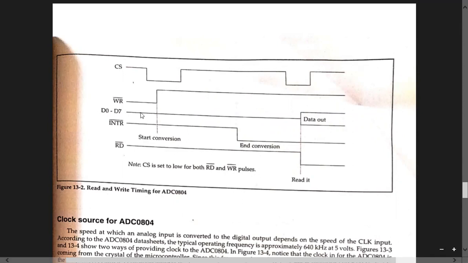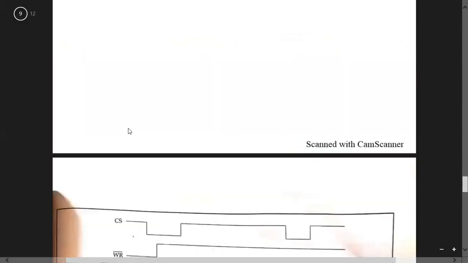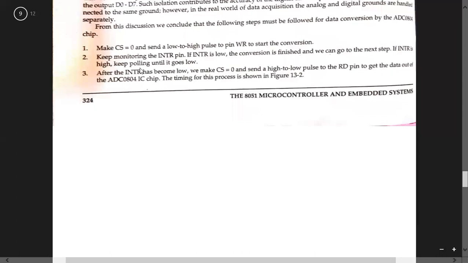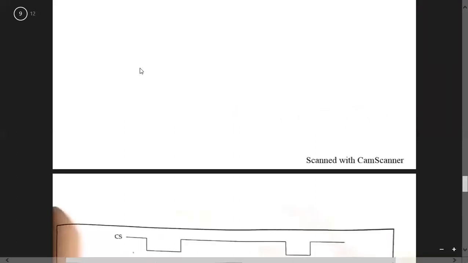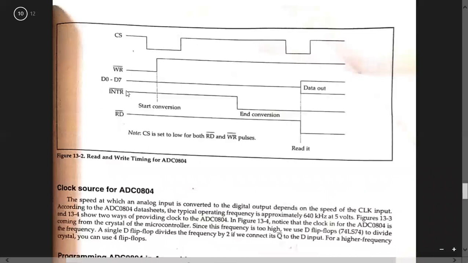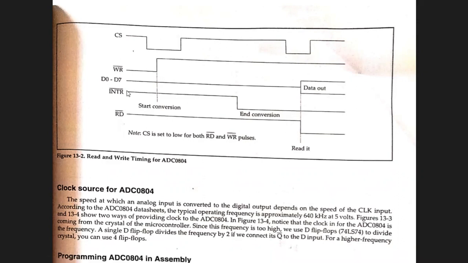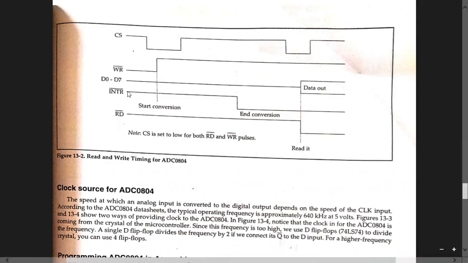And the third thing is data. Data is allowed inside. According to the steps, the next thing we need to do is keep monitoring the interrupt pin till the interrupt goes low, correct? So we need to keep monitoring the interrupt flag till it goes low. This interrupt pin is initially high.